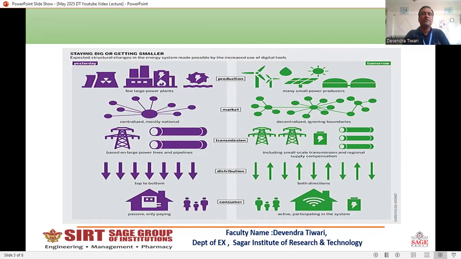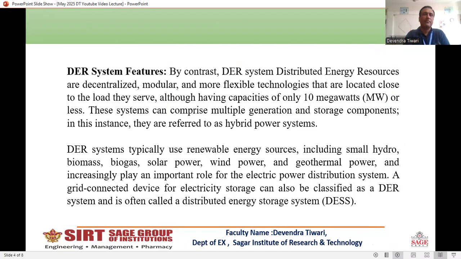Also, reforms have been made in the transmission system. This is the old system and this is the new system. We can clearly see it now includes small-scale transmission and regional supply compensation. The market, previously centralized and mostly national, is now decentralized, which is the core concept of distributed generation. In the age of production, only a few large power plants were active in the previous days. Nowadays, many small power producers are there. So we move to the next slide.